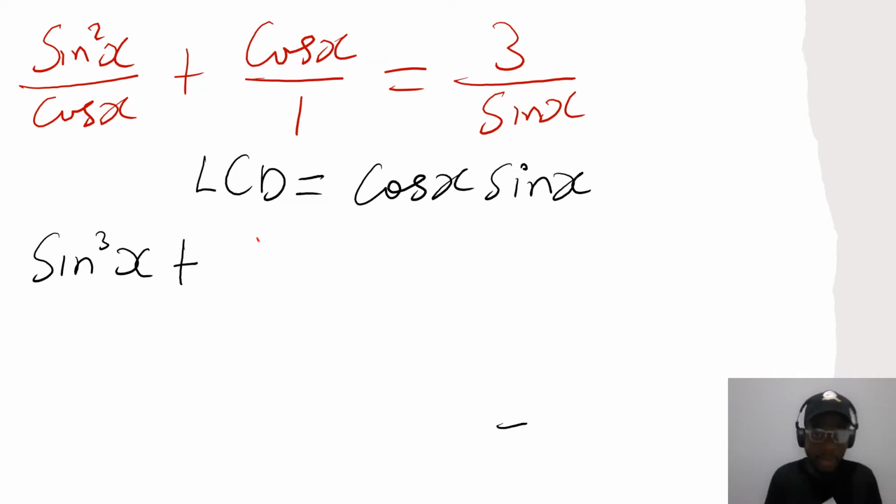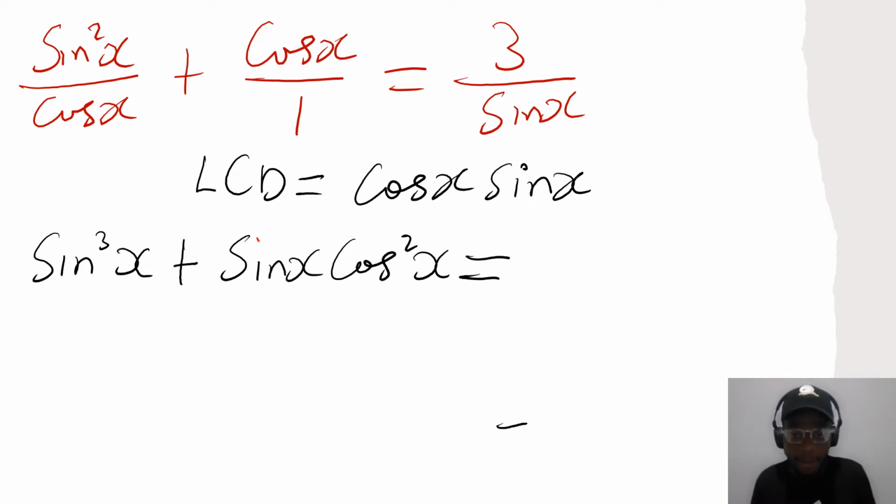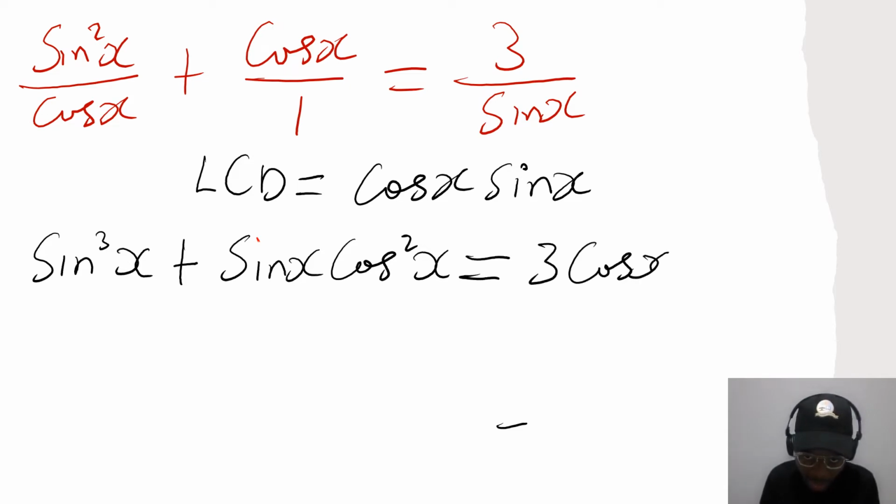Plus cos x multiplied by cos x multiplied by sine x will give us sine x cos squared x. Even if you say cos squared x sine x, it's still the same. AB and BA are still the same. Equal to, in this term, if you multiply with your LCD, sine x and sine x will divide each other. It means we'll be left with 3 multiplied by cos x. I hope we are still together.